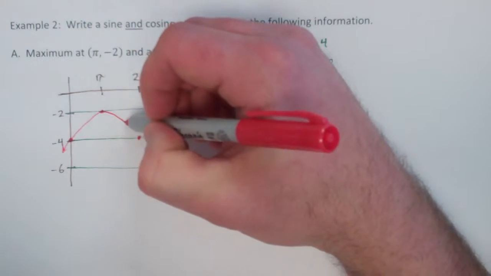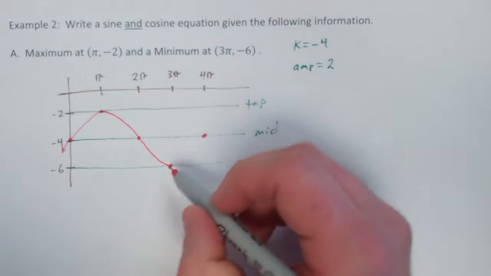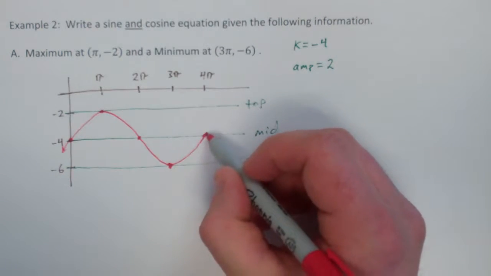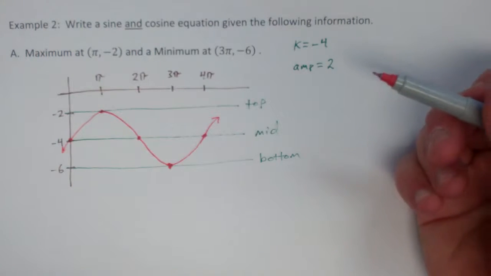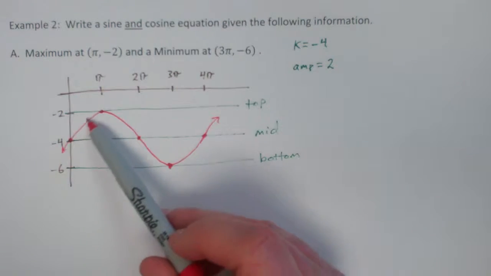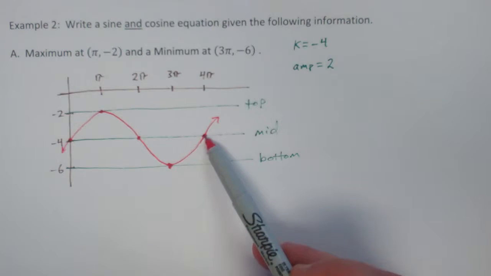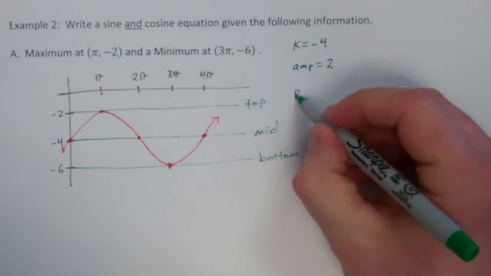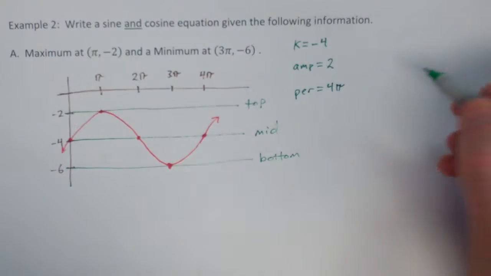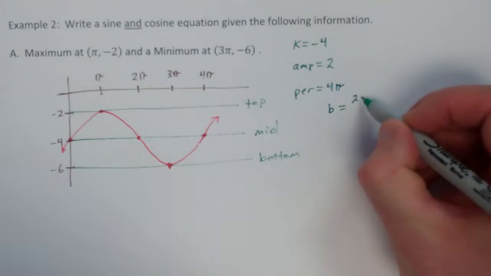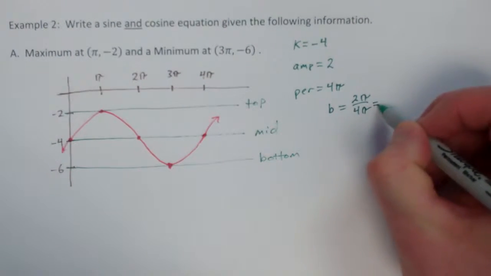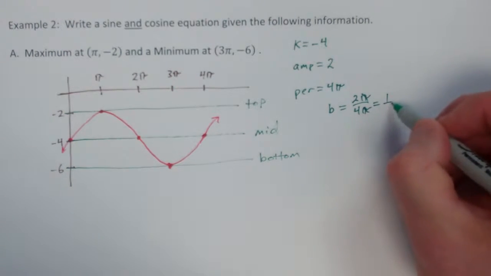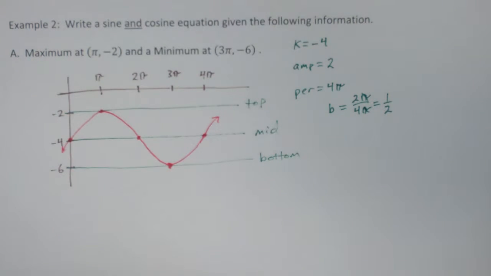If we draw the graph of this then, it's going to look something like this. And again, this is just a rough sketch. The period then is quite apparent. The graph begins here, does one full revolution, or all the y values repeat every 4 pi. If the period is 4 pi, b is 2 pi over the period. Pi's will cancel, simplify 2 over 4 to get 1/2. This will give us almost every piece of information that we need when we write the sine and cosine equation.